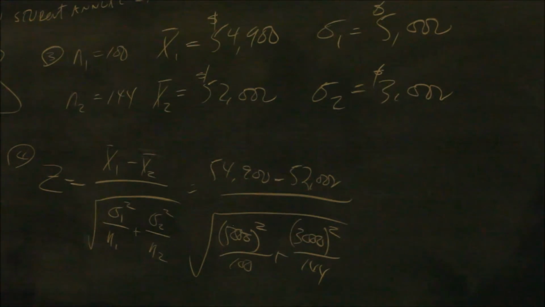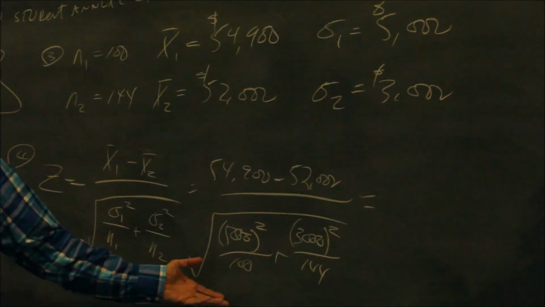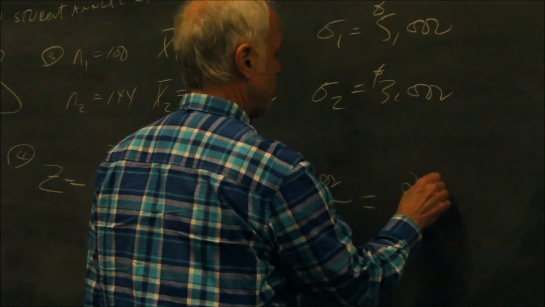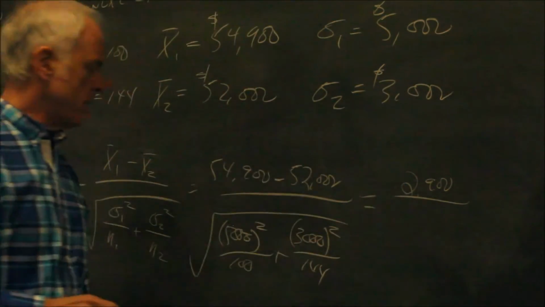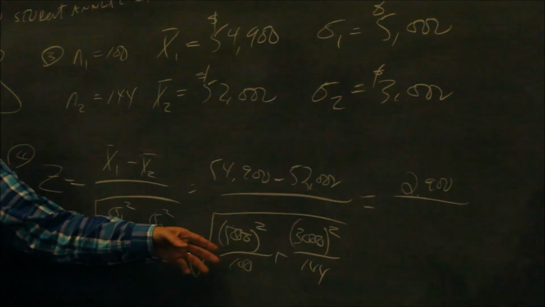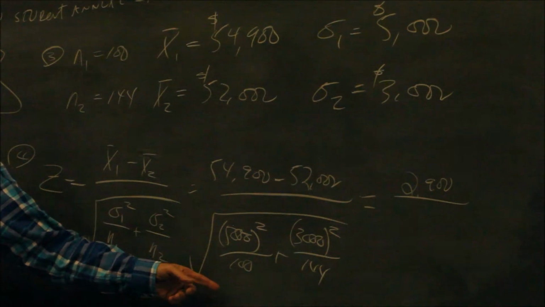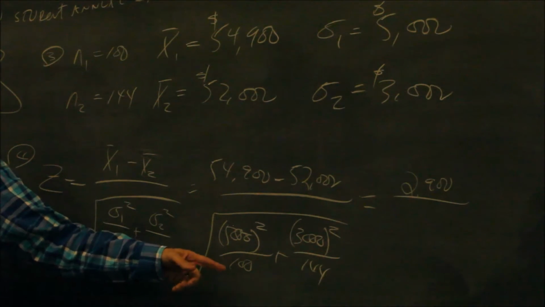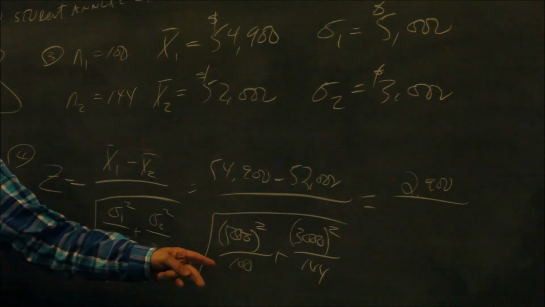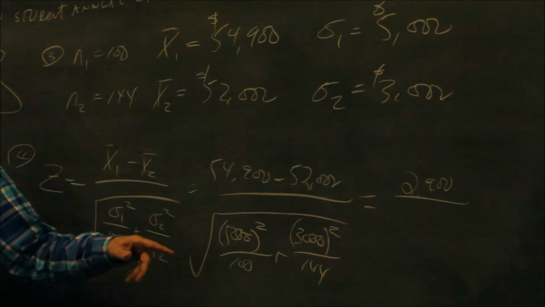And so what is Z? I can do the numerator, somebody will do the denominator for me. So the numerator is 2,900 divided by this. So what is this? It's 5,000 squared divided by 100 plus 3,000 squared divided by 144. Add those two together. Take the square root.